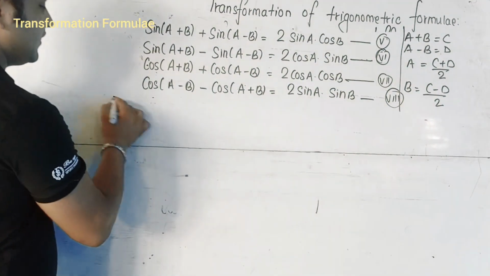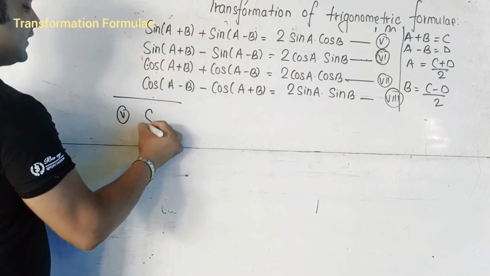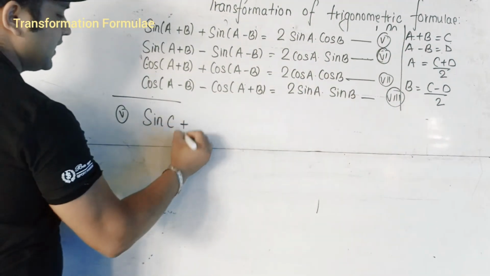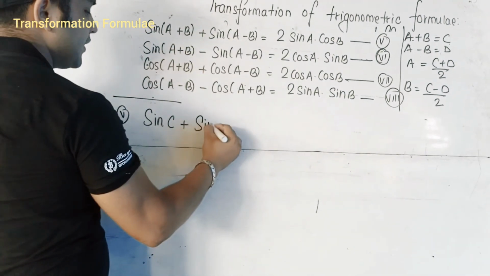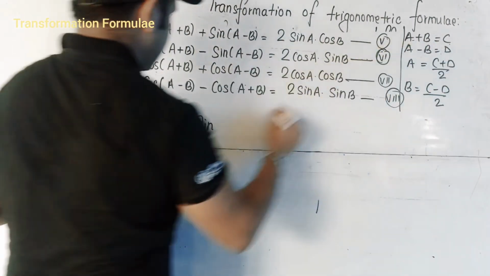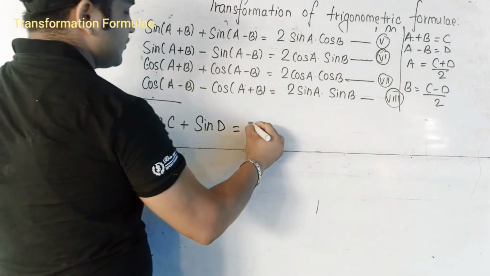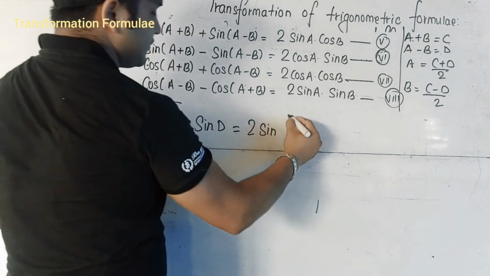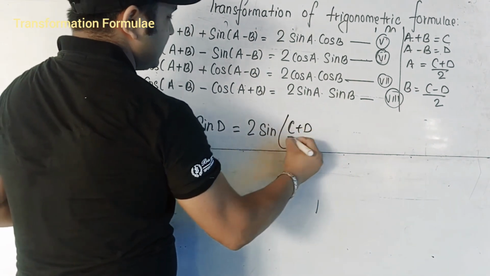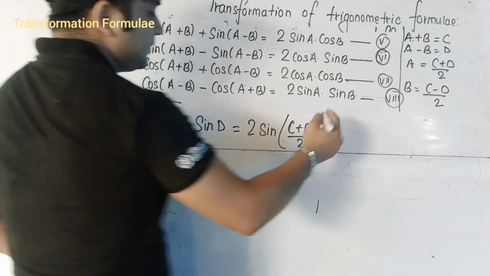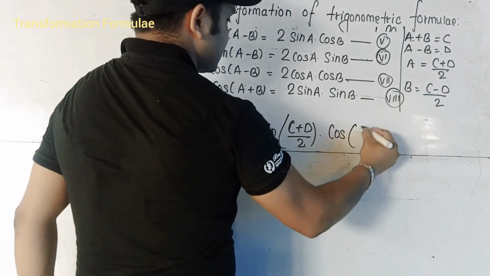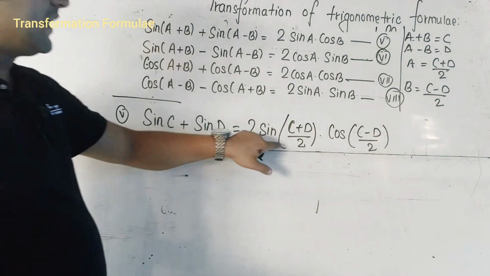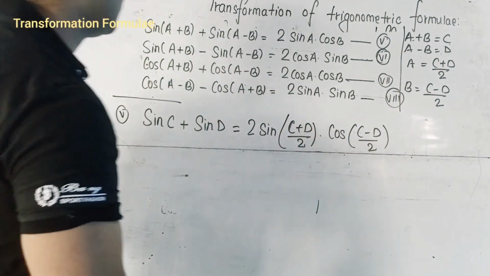Now putting this value in equation 5, you have sin(a plus b). What is a plus b here? c. So you have sin c plus sin(a minus b). What is a minus b here? d. So sin c plus sin d equals 2 sin. In place of a, what is the value of a? (c plus d) by 2. And what is the value of b? (c minus d) by 2. So this is the formula in product form: 2 sin((c plus d) by 2) times cos((c minus d) by 2).